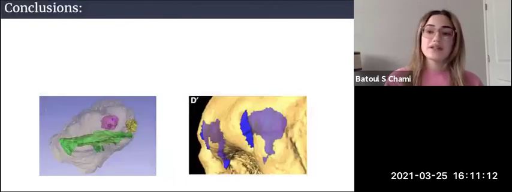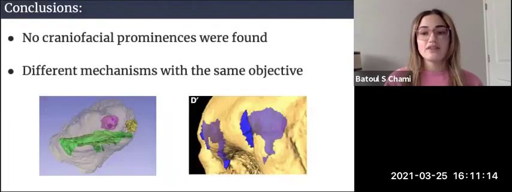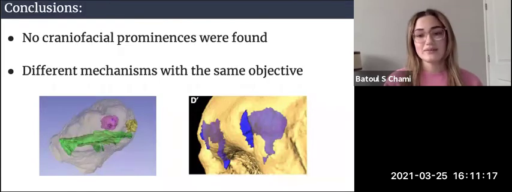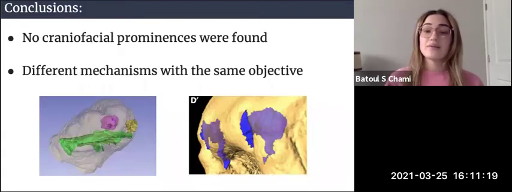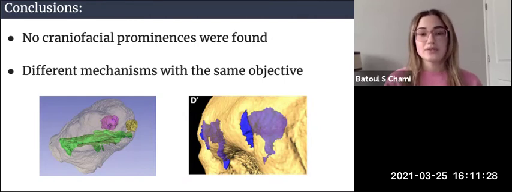Ultimately, the face forms in a different manner, but we do achieve the goal of having the nasal and oral cavities connected. It is a different mechanism than in amniotes. There are no prominences observed in axolotls. Therefore, prominences are most likely an evolutionary novelty in amniotes.